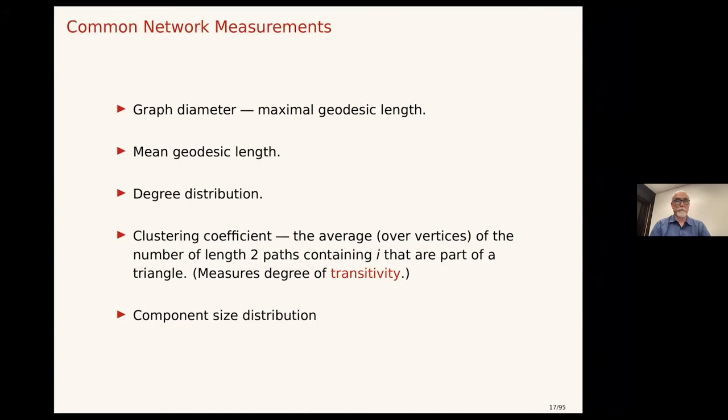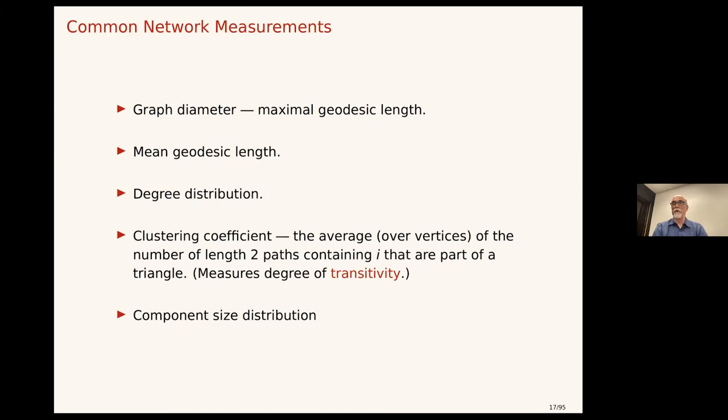We'll use the word triad to describe three vertices, A, B, C, where A is connected to B and B is connected to C. We will say that that triad is closed if there is also an edge connecting A directly to C, so that it forms a triangle. The clustering coefficient of a graph is the fraction of triads that are closed. Now, what does this idea of closed triads represent? If B is a friend of A and C is a friend of B, then C is a friend of A. So what it's suggesting is that maybe friendship is a transitive relationship.